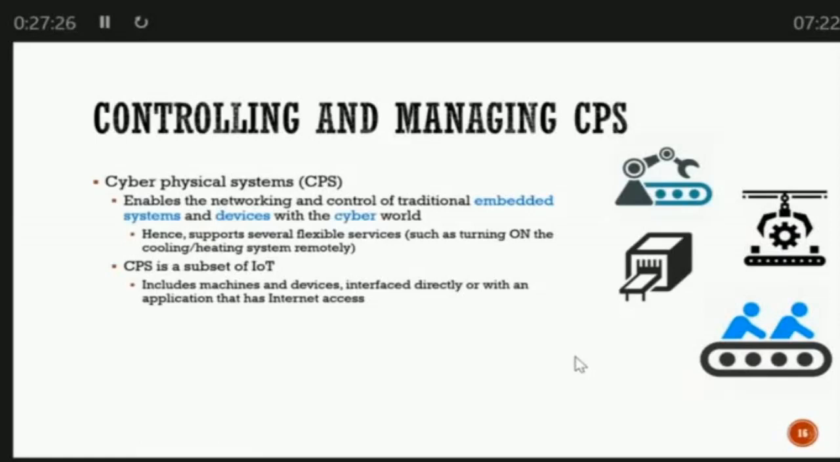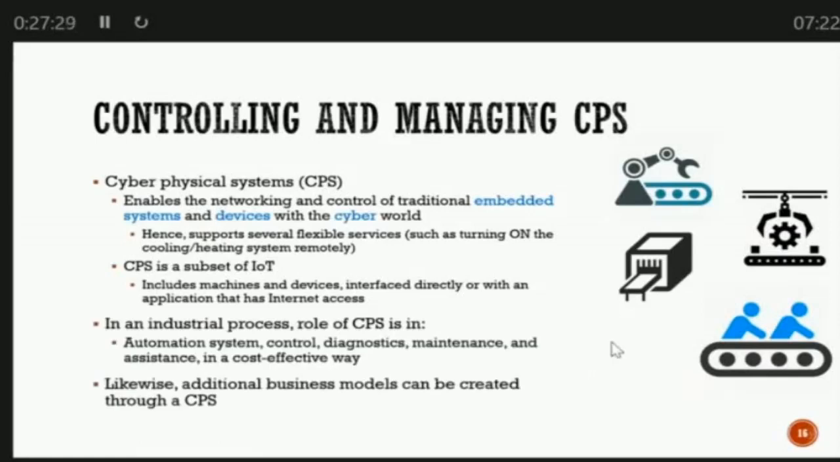Okay. So why do we need CPS? Why do we need to manage and control CPS in industrial setting? We know that CPS means these embedded devices, these conveyor belts, these robots, these actuators in industrial setting. We need to control and manage them because we need to automate the process. If these devices are accessible over the internet, we can automate the process. We can control these things. We can control our industrial setting over the internet.